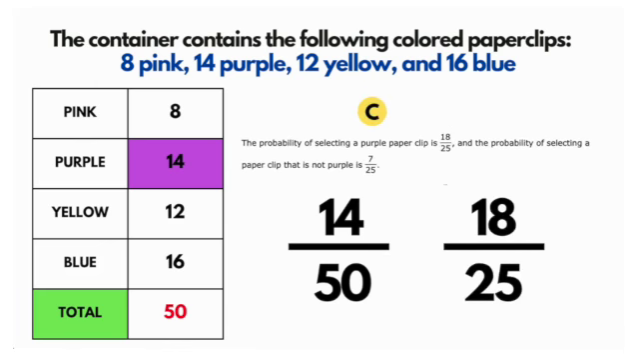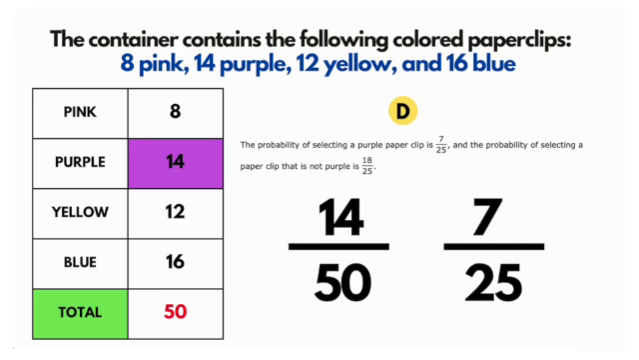So let's go to C. The probability of selecting a purple paperclip is 18 over 25. So we're looking at a purple paperclip. So it's 14 over 50 equal to 18 over 25. If we look at 50 to 25, we divide by 2. But 14 divided by 2 is 7, not 18. So C doesn't work. So it looks like D is going to be our answer choice, but let's break it down real quick.